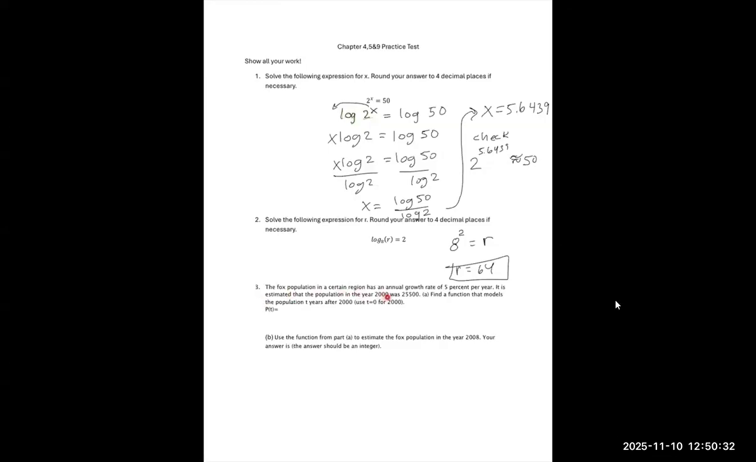A population in a certain region has an annual growth rate of 5% per year. It is estimated the population in 2000 was 25,500. Find a function that models the population t years after 2000. Use t equals 0 for 2000.